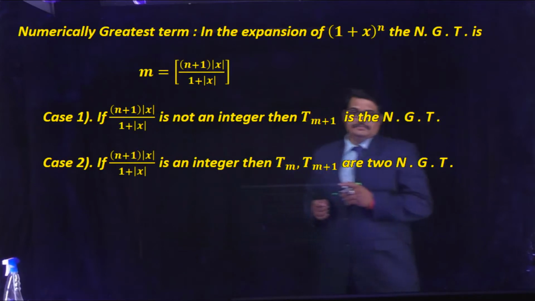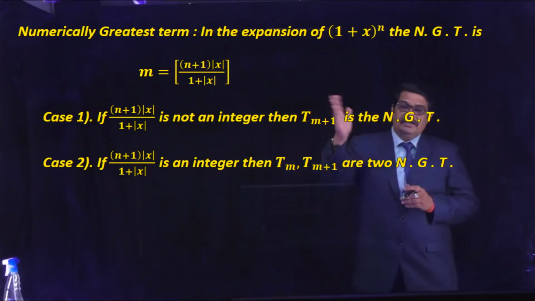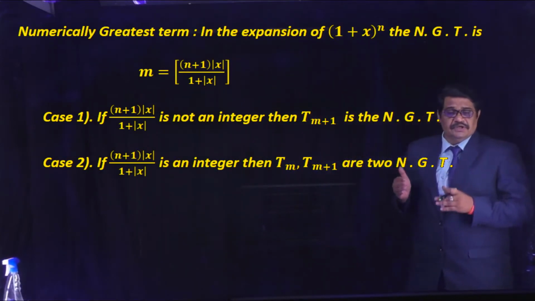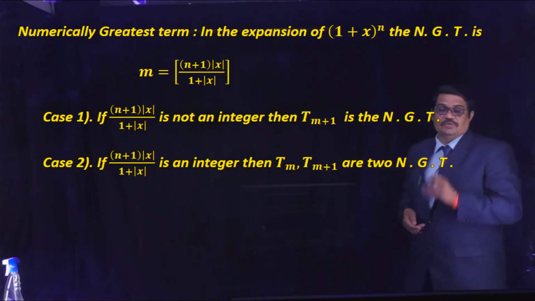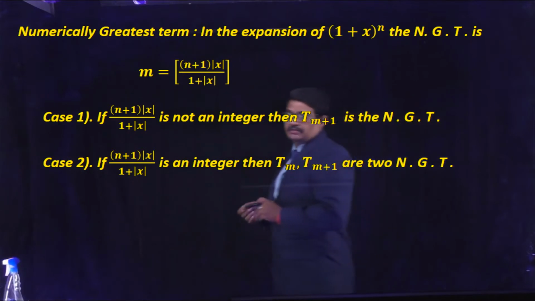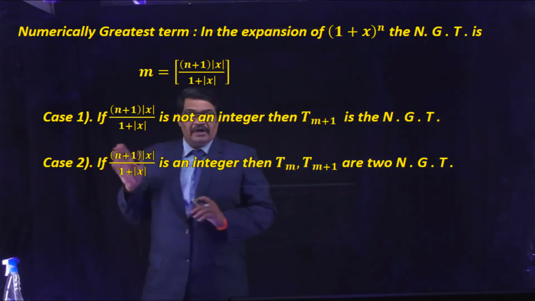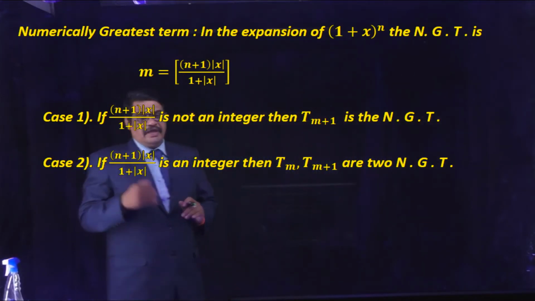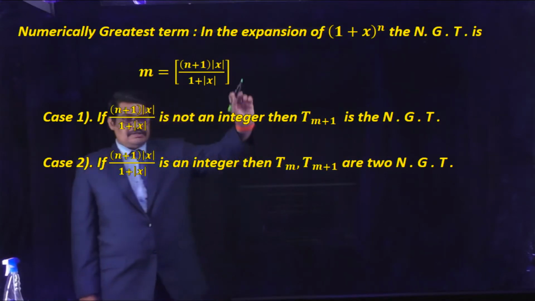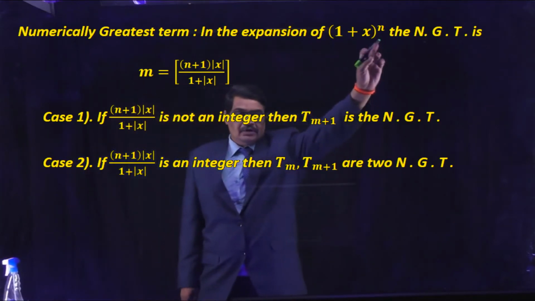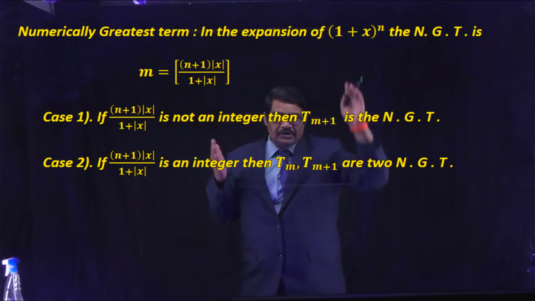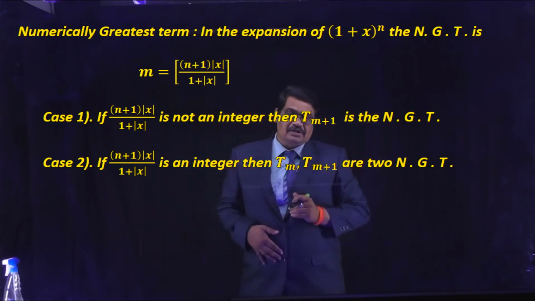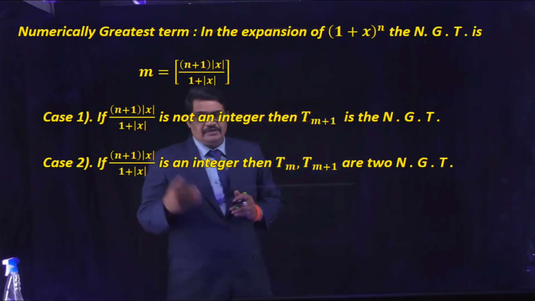Now, the numerically greatest term. What is the numerically greatest term in the expansion of (1+x)^n? That is the concept here. In this expansion, what is the numerically greatest term? We have to find it, so we proceed as follows.